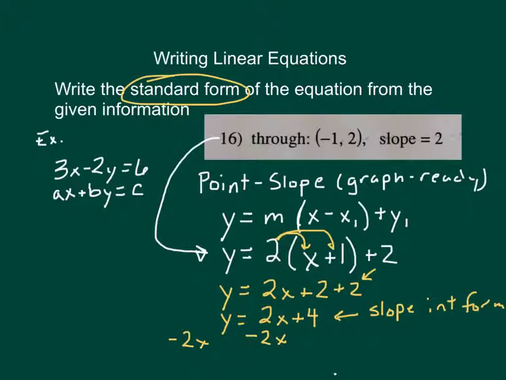So your final answer would be negative 2x plus y equals 4. That is standard form.